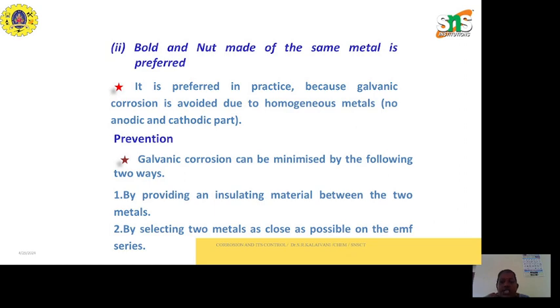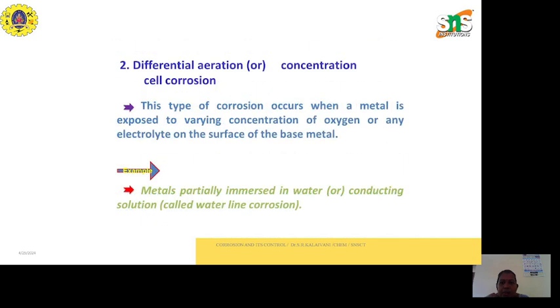Galvanic corrosion can be minimized in the following two ways. One is by providing an insulating material between the two metals. The second is by selecting two metals as close as possible in the EMF series.